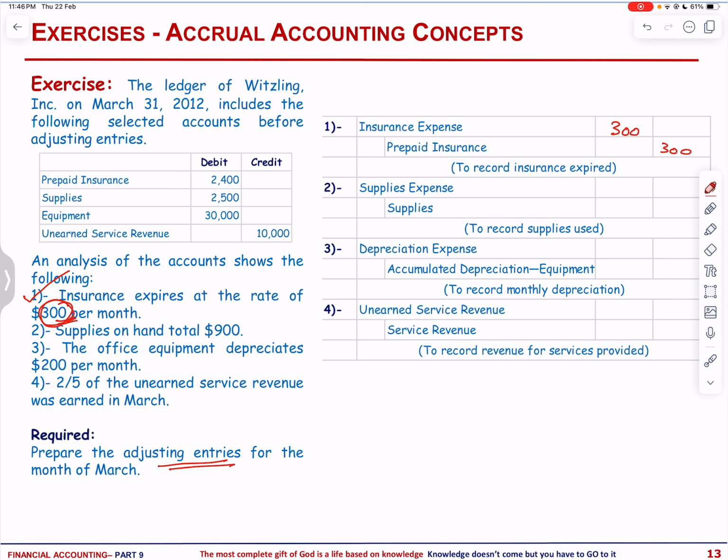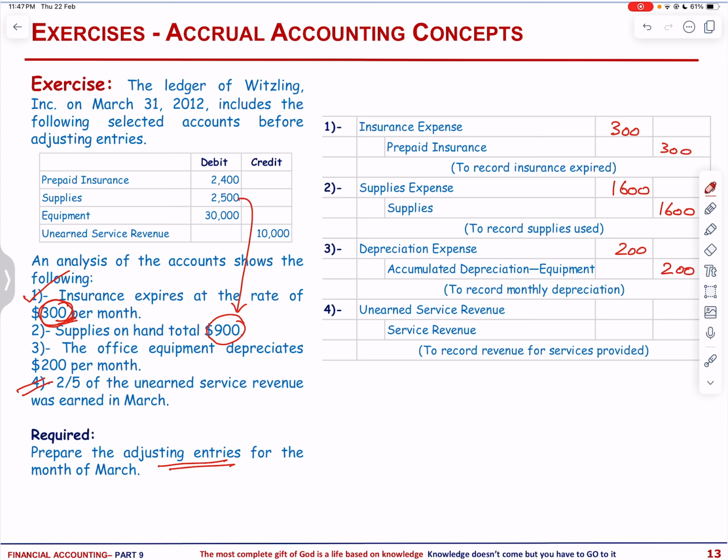Supplies on hand are 900. Now supplies you can see is 2,500. So 2,500 minus 900 will give us 1,600. This is what we have used for the supplies. Then number 3, the office equipment depreciates at the rate of 200. So depreciation expense is debit, and accumulated depreciation is credit by 200.